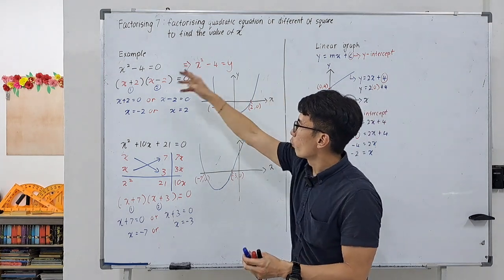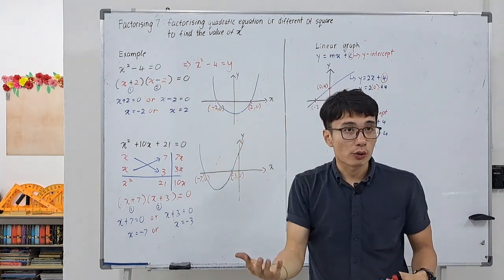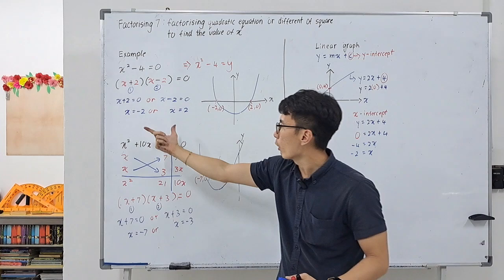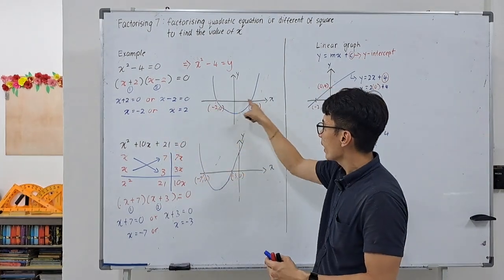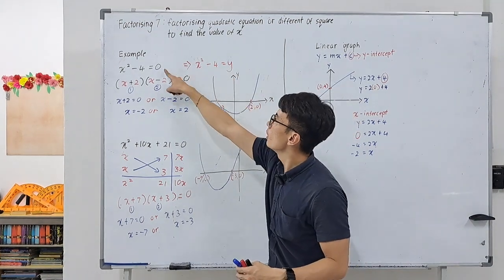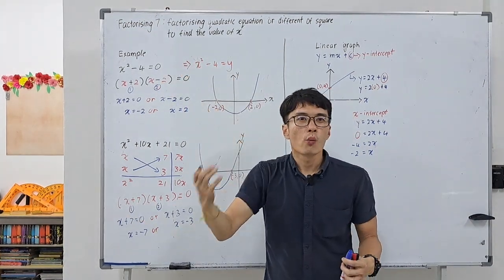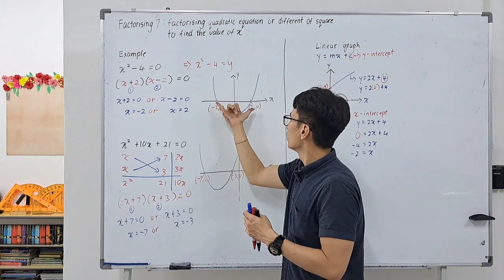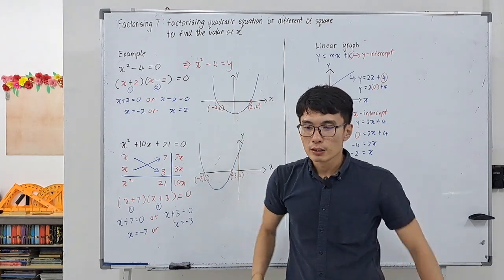Because when we look at this, eventually we know there's a graph. And to find the x-intercept, we are interested in the x-axis over here. We must make y equal to 0, so we can know where the line cuts through the x-axis over here.